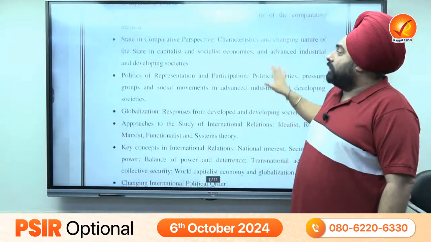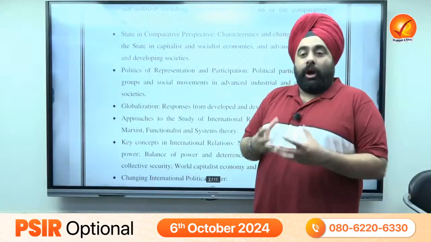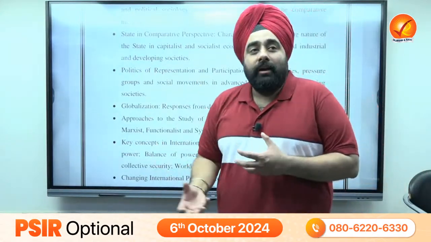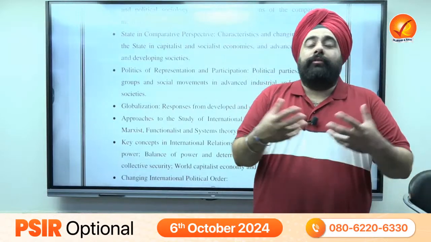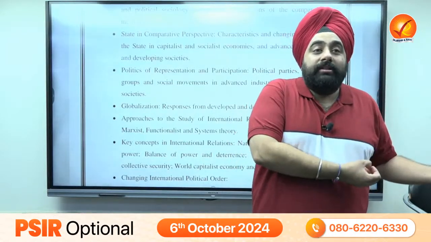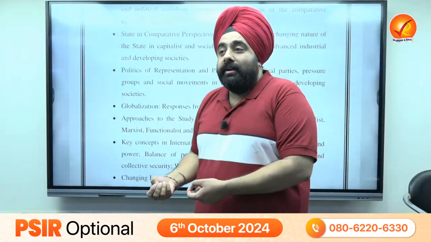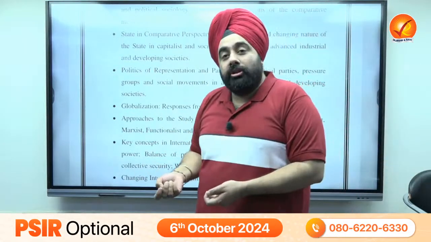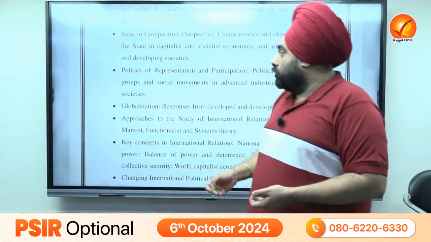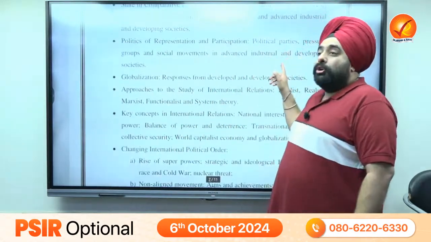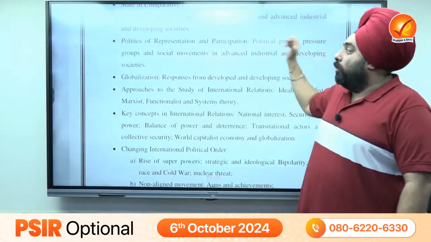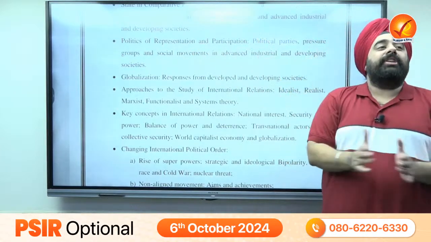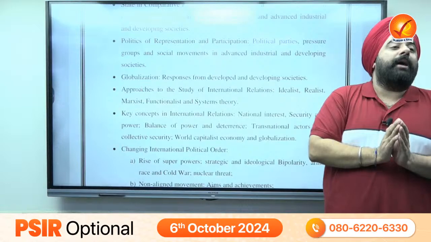Then the state in comparative perspective: how state formation happened, how the Indian state emerged, and how state formation in India has been different from Europe and North America. How state formation has been different in the developed world as compared to developing countries, and in the capitalist world as compared to the socialist world. Also, the role of political parties, pressure groups and social movements in the politics of representation and participation. So the first three chapters of Section A are related to comparative politics.